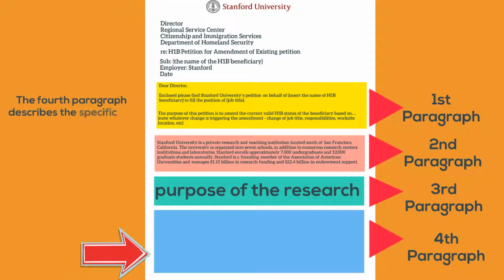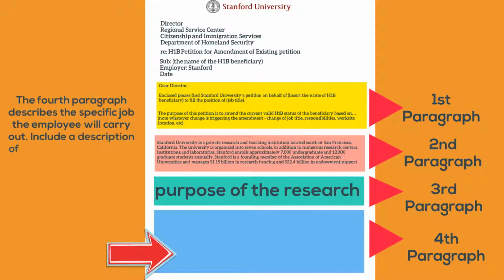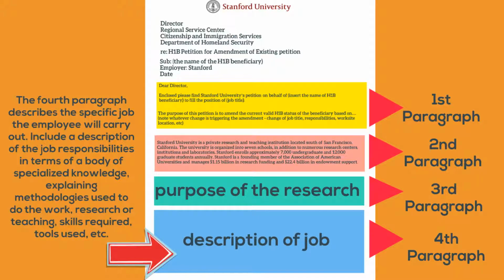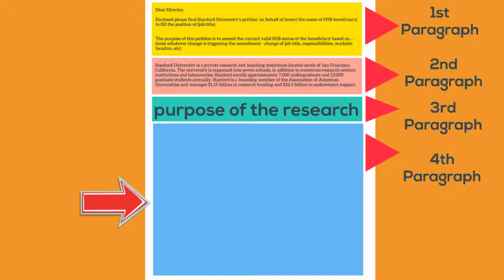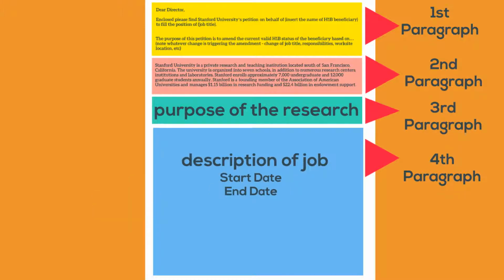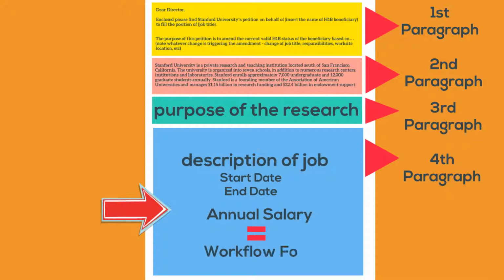The fourth paragraph describes the specific job the employee will carry out. Include a description of the job responsibility in terms of a body of specialized knowledge, explaining methodologies used to do the work, research or teaching, skills required, tools used, etc. State the start and end date of the employment. These dates must match what was noted on the workflow form. And annual salary, which should also match what was noted on the workflow form.